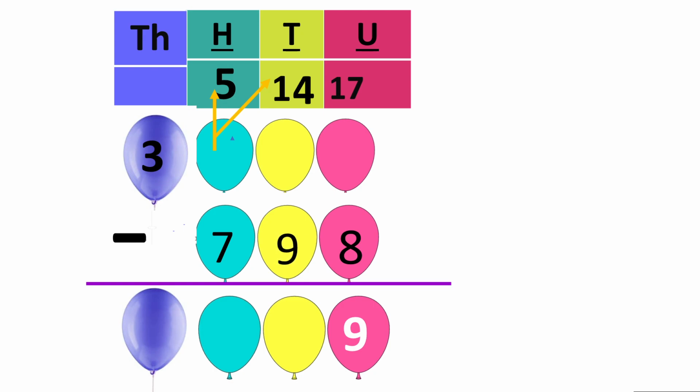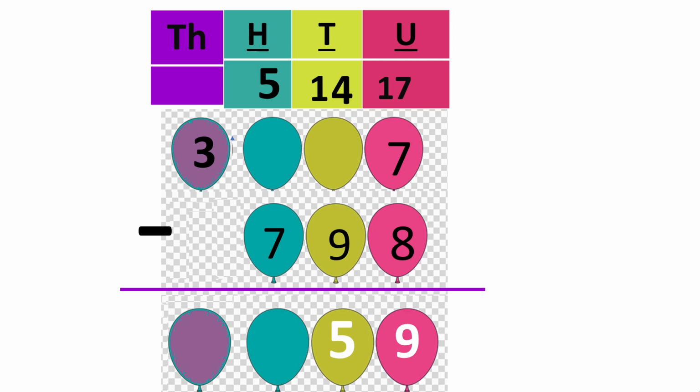What is the answer of 14 minus 9? Right, 5 tens. Here, you cannot subtract 700 from 500 because 500 is the smaller number. What will 500 do? 500 will go to its neighbor house, the highest neighbor house, that is thousands place, and will knock the door. Knock, knock, knock.